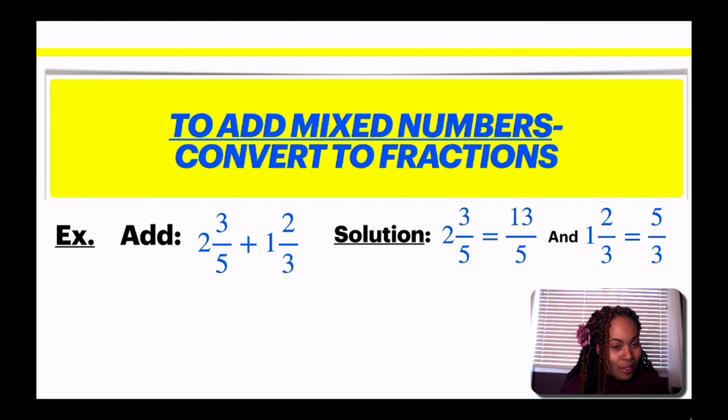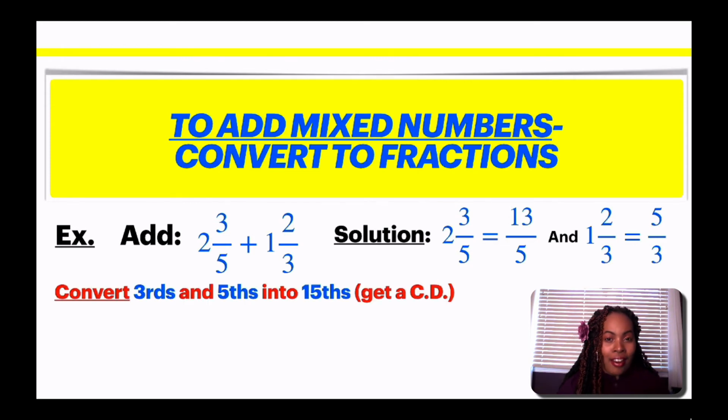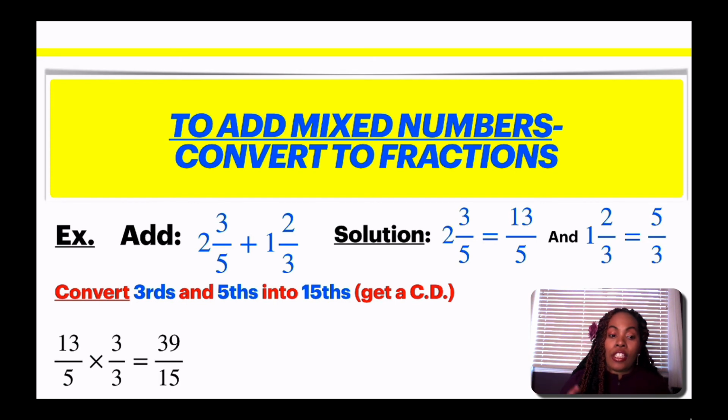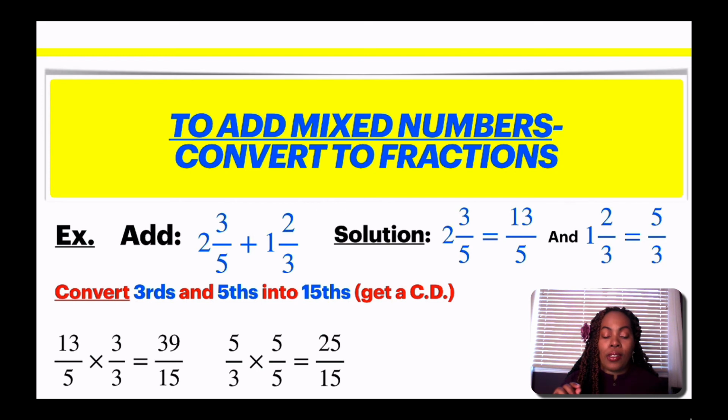So you know what we have to do? Get a common denominator. And our common denominator is going to come when you multiply 5 times 3, and that's 15. So our denominator is going to be 15ths. So now let's convert our fractions to 15ths. Here we go. 13 fifths times 3 thirds gives us 39 15ths. 5 thirds times 5 fifths gives us 25 15ths. Now that we have the same things, 15ths, we can add them.